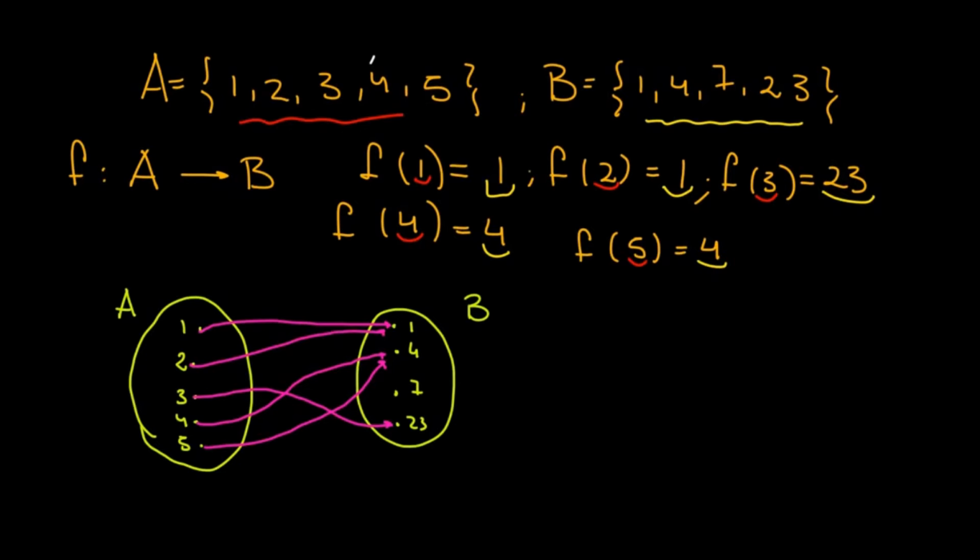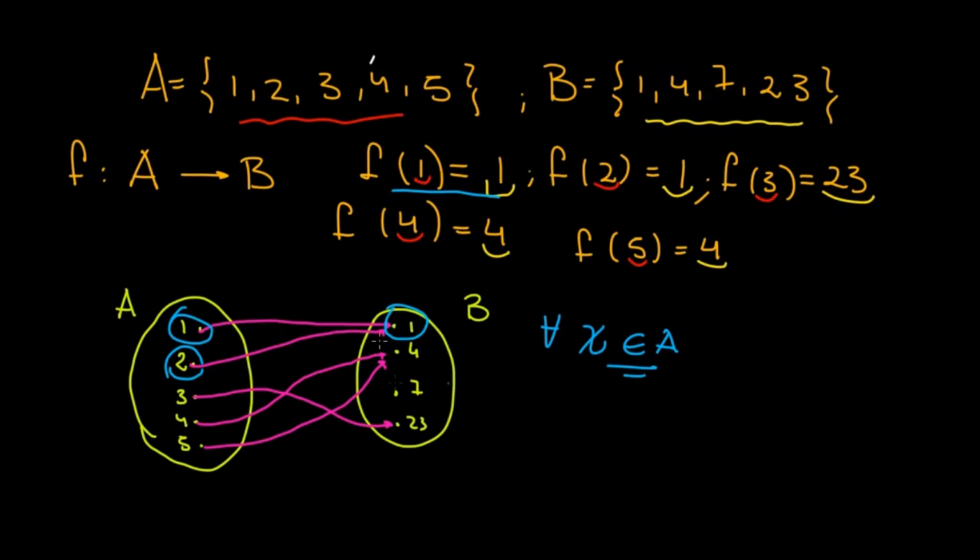So I'm going to start with number 1. When I check number 1, I have only one arrow, and it goes to number 1. This is because f of 1 equals 1. Now when I go to check number 2, I may think, oh, it goes to number 1, so 1 here has two elements. Yes, that is correct, but that doesn't affect our definition, because our definition said for every x in A.